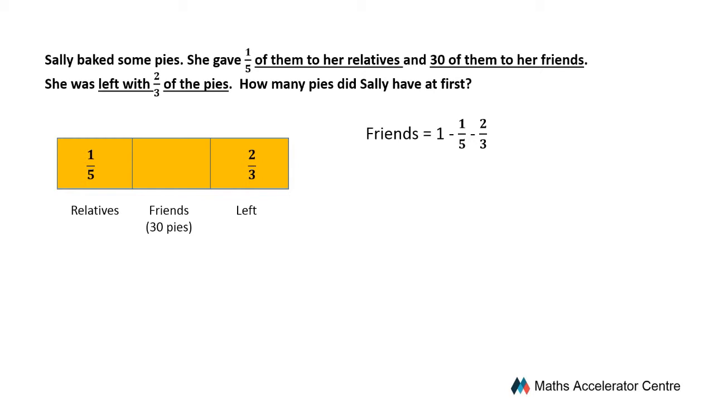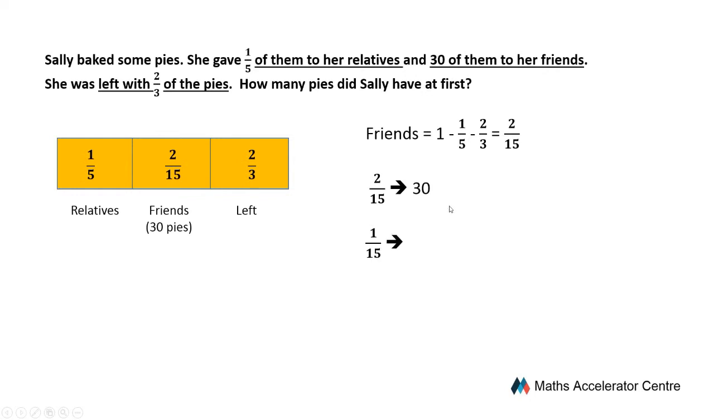So we're going to work out the fraction for the number of pies given to her friends. So 1 whole minus 1/5 and 2/3. This would give us 2/15. So we're going to put this information over here. Next, now we can see that 2 out of 15 is represented by 30 pies. So we're going to put it over here in our working space. 2/15 is represented by 30. We're going to find out how many pies is represented by 1/15.